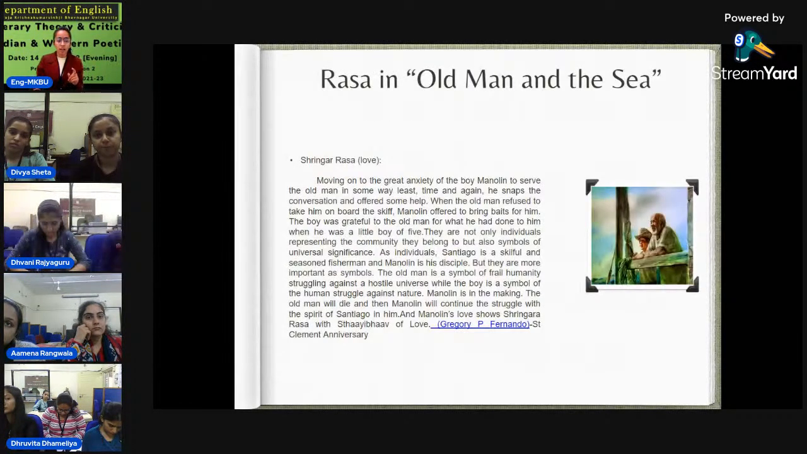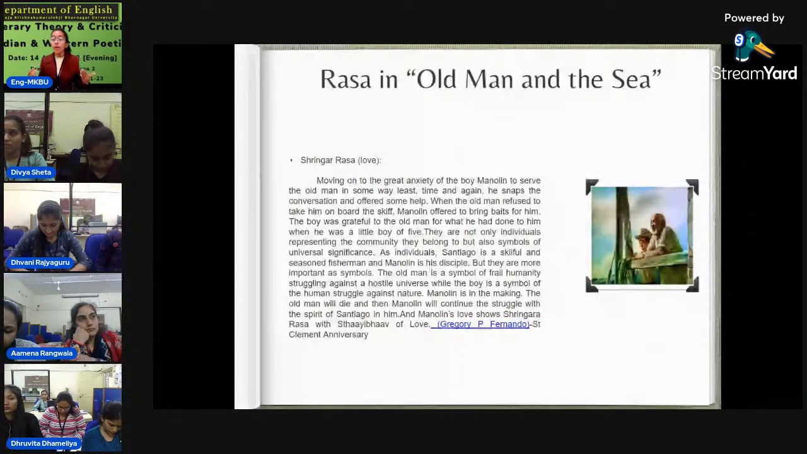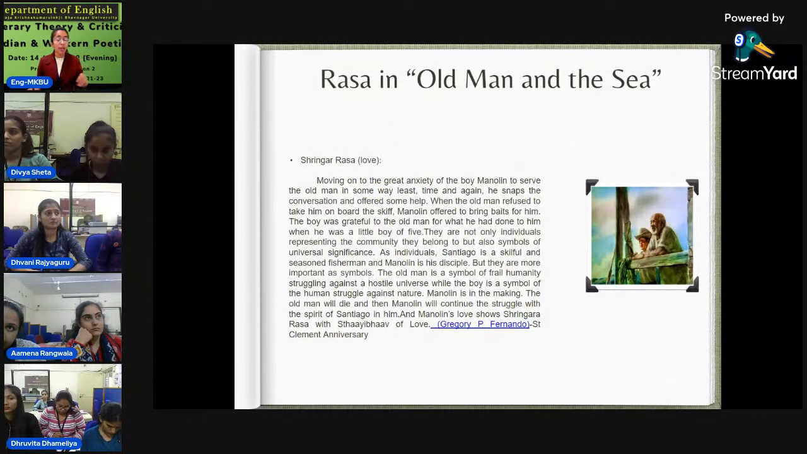And also one more ras. I found that it is not written in Gregoric Fernando's research, but I have found that ras, that is disgust, the jugupsa. Why? Because in the starting, when he didn't find fish for 84 days, nobody trusted him. Even the parents of Manolin told him that he is salao. Now, what is salao? Salao is the worst form of being unlucky. So that aroused the jugupsa, the disgust inside the parents of Manolin. So this ras can also be found in the novel.